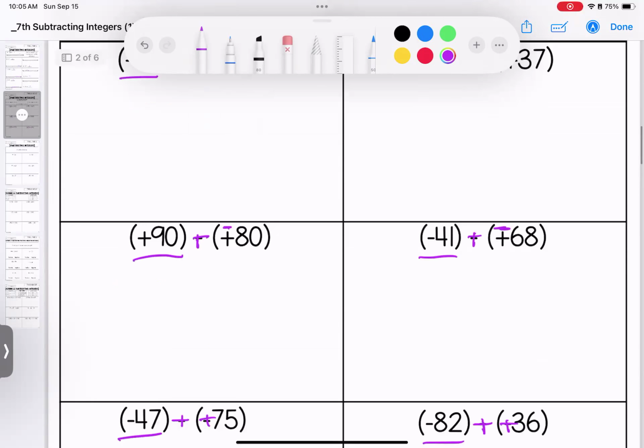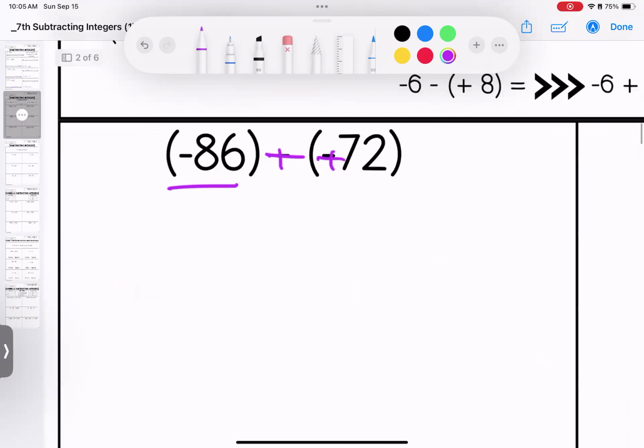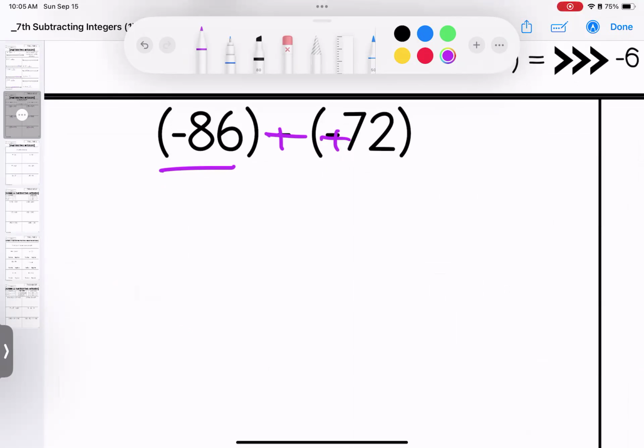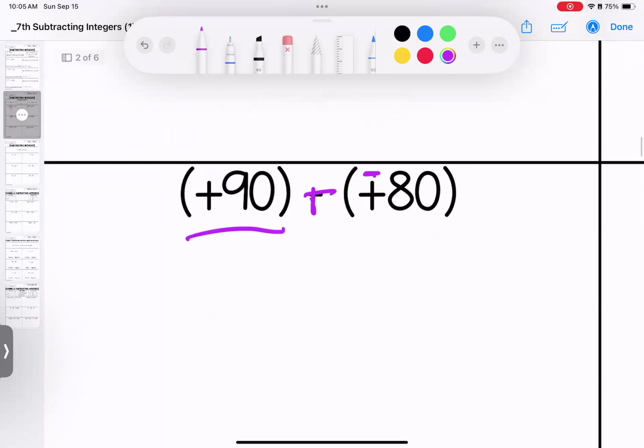Going through and doing all of these so that my brain can jump right in. Same sign, sum, using those rules from our previous week, or different sign, difference. Sum meaning to add, difference meaning to subtract. These would be different signs, difference. So I'm going to go ahead and subtract these. When I do, I get 14. That 14 is negative because the bigger number is negative.